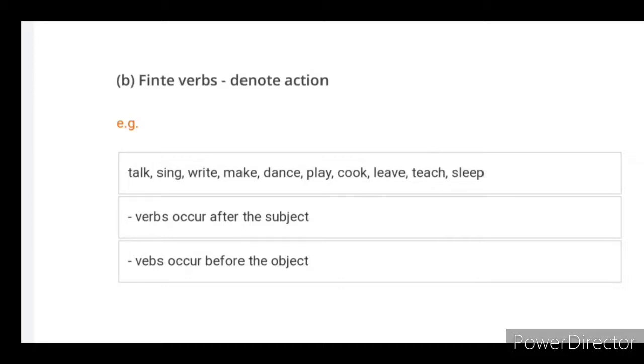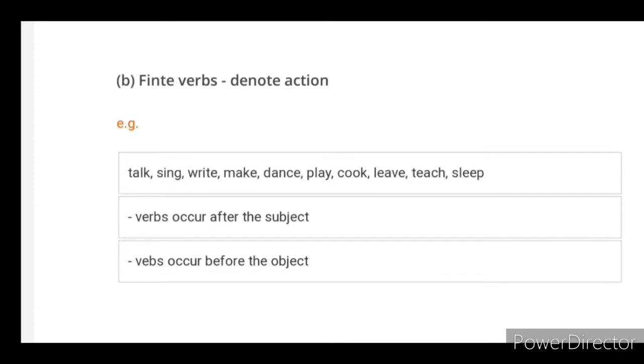For example, talk, sing, write, make, dance, play, cook, live, touch, teach, sleep. Verbs occur after the subject, and they occur before the object. Okay children, so we have seen the verbs in the sentence pattern.